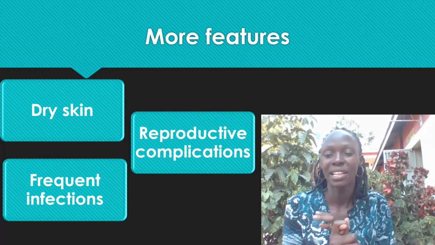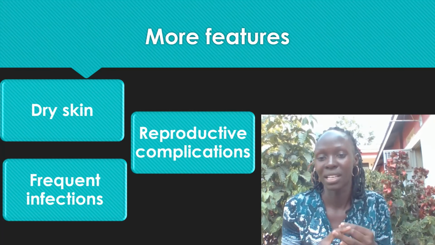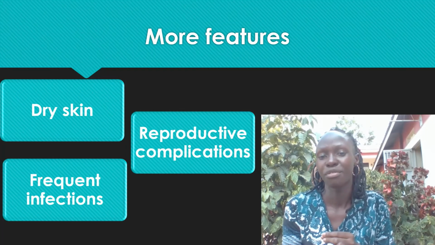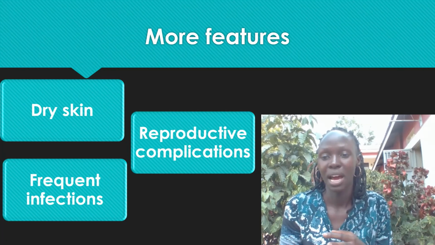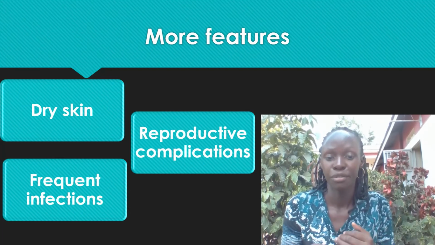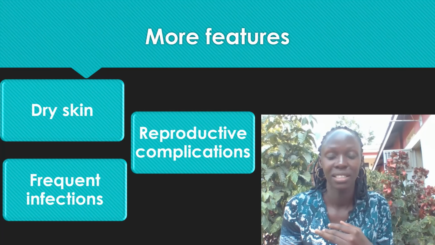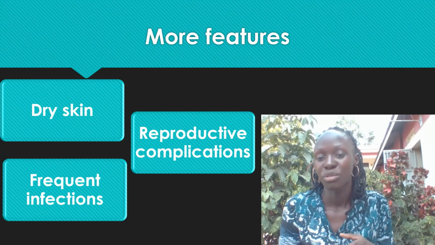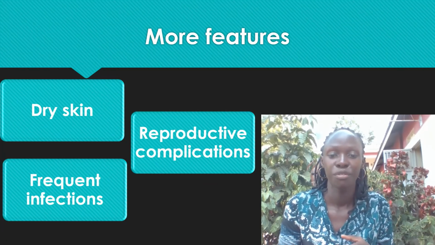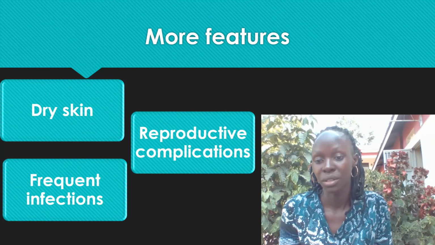Then another one that is actually very important is frequent infections. In other words, an individual is frequently ill. A person could have multiple episodes of yeast infections, malaria, pneumonia, cough, flu, and so many others. And finally, if an individual has reproductive complications such as infertility, miscarriages, sexual dysfunction, irregular menstrual times, and if the individual is an adolescent, there could be a delay in the onset of menstruation.